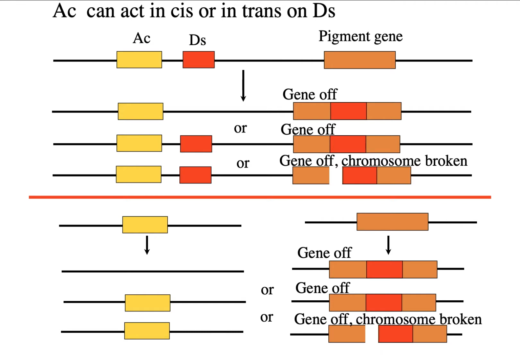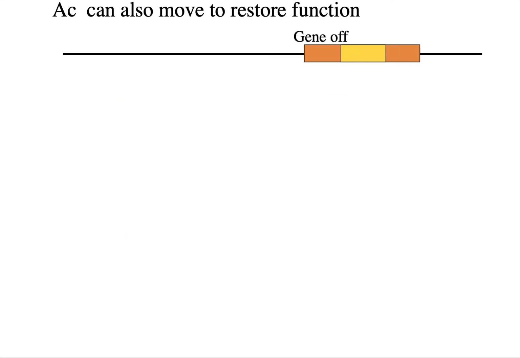As with AC, DS did not have to be on the same chromosome, nor did AC, and it could effect the same changes to the gene location where it inserted, where it transposed to, including breaking the chromosome. Again, that could be observed cytologically by a chromosome break, which is how it got its name, dissociator, for dissociating that chromosome. Rarely, the AC could also move out of the gene to restore the function of that gene, which is when you get those rare patches formed.